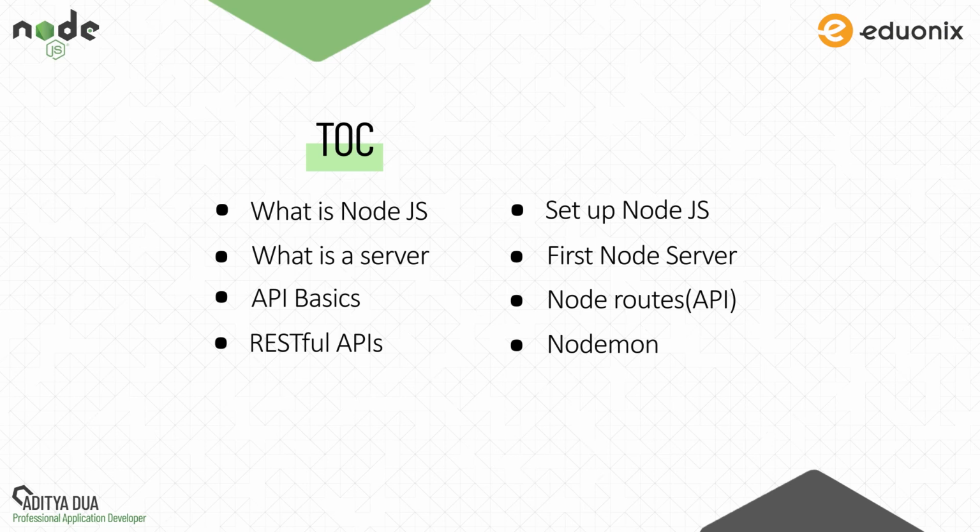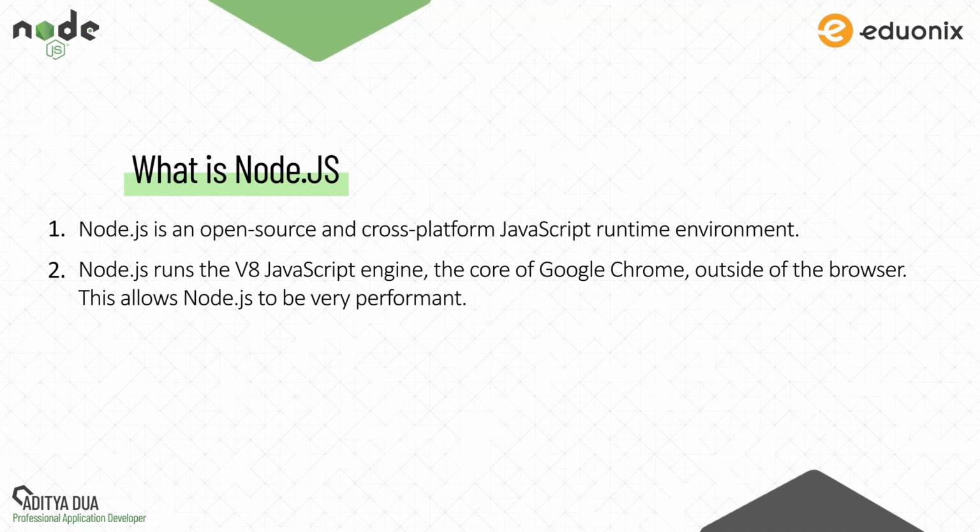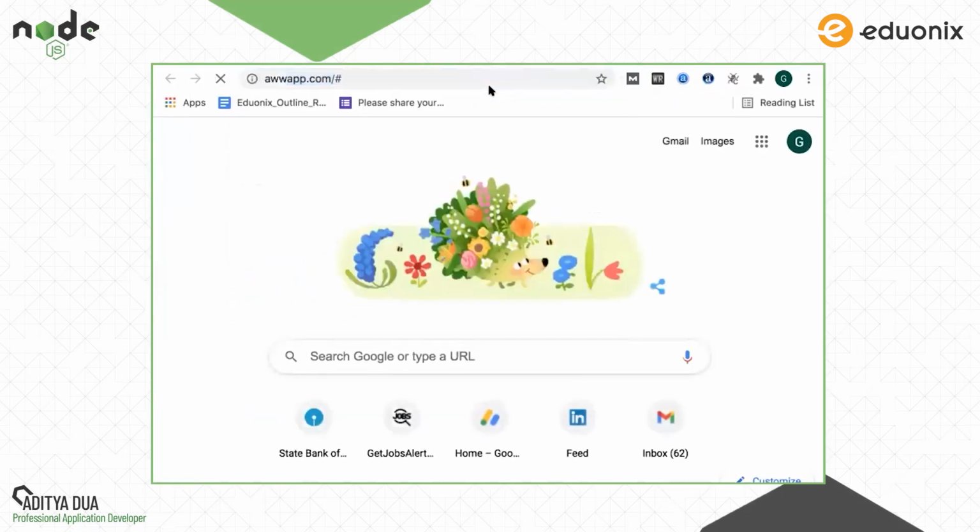We will go through the basics of Node, understanding the server and Node.js. How do I set up my Node server? Then we will move ahead with some basics of API, some basics of REST API, and go beyond the Node routes and help create some of the servers. Now, what is Node.js? Node.js is an open source and cross-platform JavaScript runtime environment. I hope most of you have learned JavaScript by now, so you have some familiarity with it.